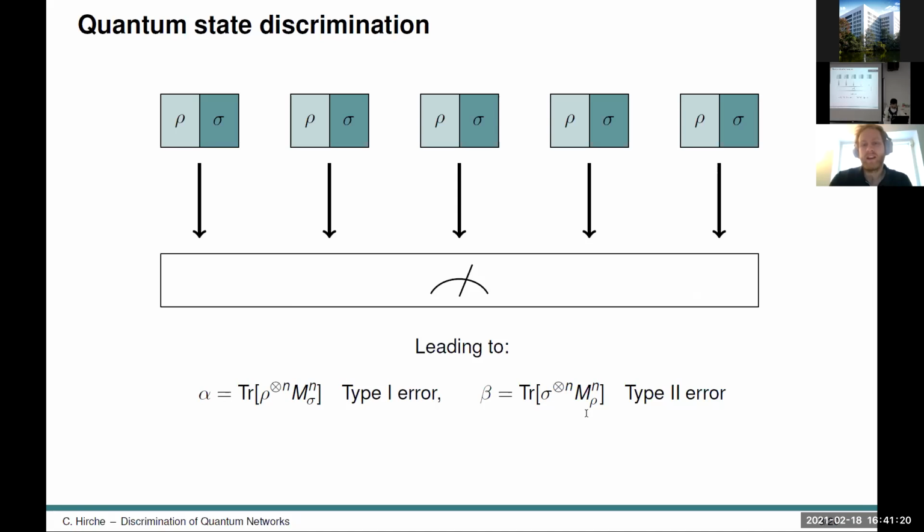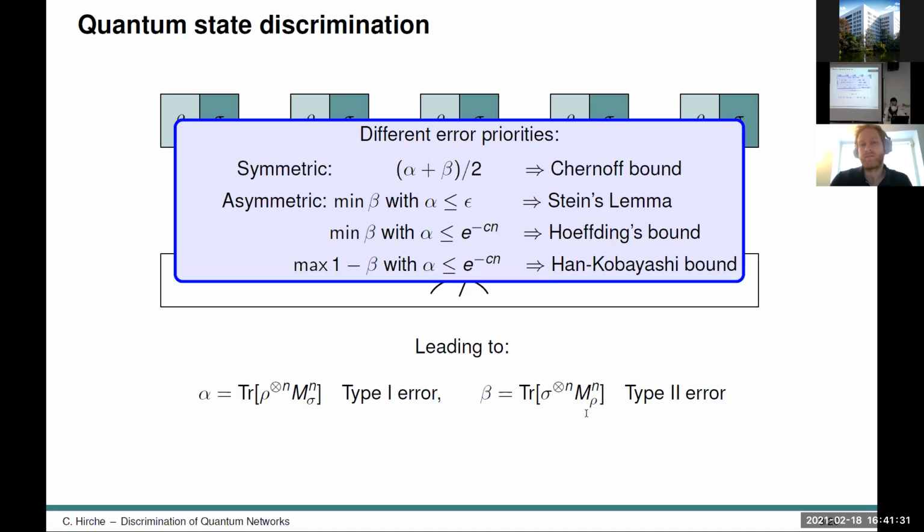Now, I've just talked about these two error terms independently, but we often want to give different priorities to these error terms. And this is just some basic definitions. We can look at this in either a symmetric way, where we give equal priority to both of the error terms, and we just want to minimize their sum. And if we look at this asymptotically, this usually gives rise to Chernoff bounds.